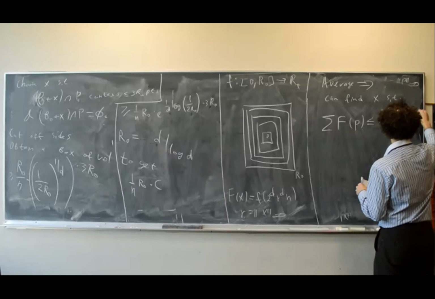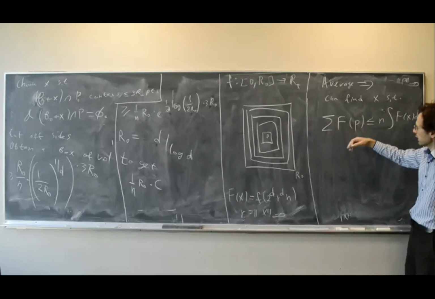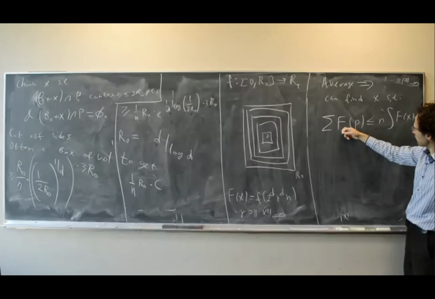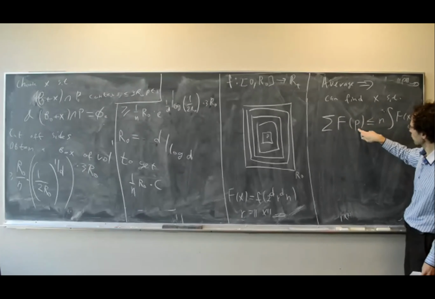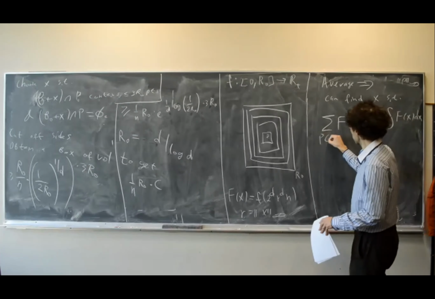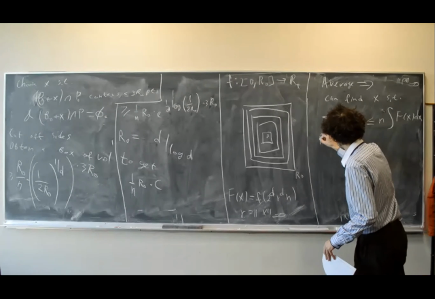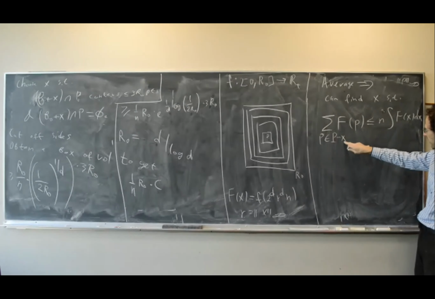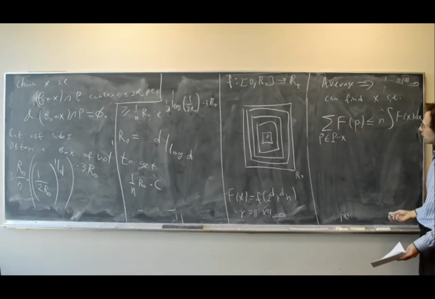Again, it's just a Fubini argument. On average, these are basically equal if you average over all possible points. Sorry, I should have written that. So if you pick a random x, this is basically equality. Therefore, there exists an x for which this is going to be true.